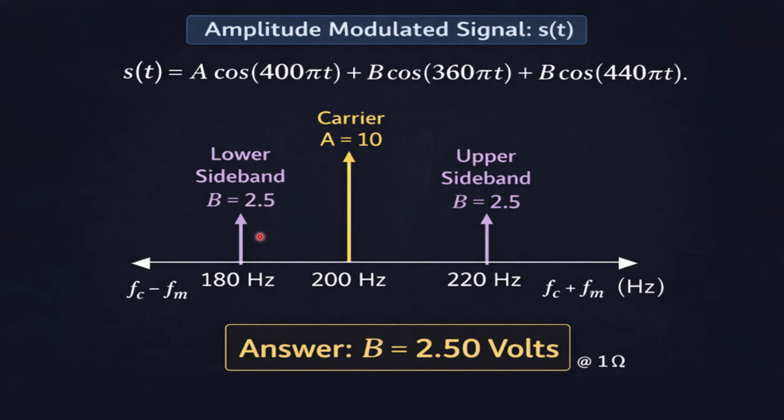So you have the frequency of the lower sideband, that is 180 hertz, and for the upper sideband your frequency is 220 hertz, right? So this is fc, and fc minus fm and fc plus fm. So your answer will be 2.5, right? So let's see the more detailed calculation.